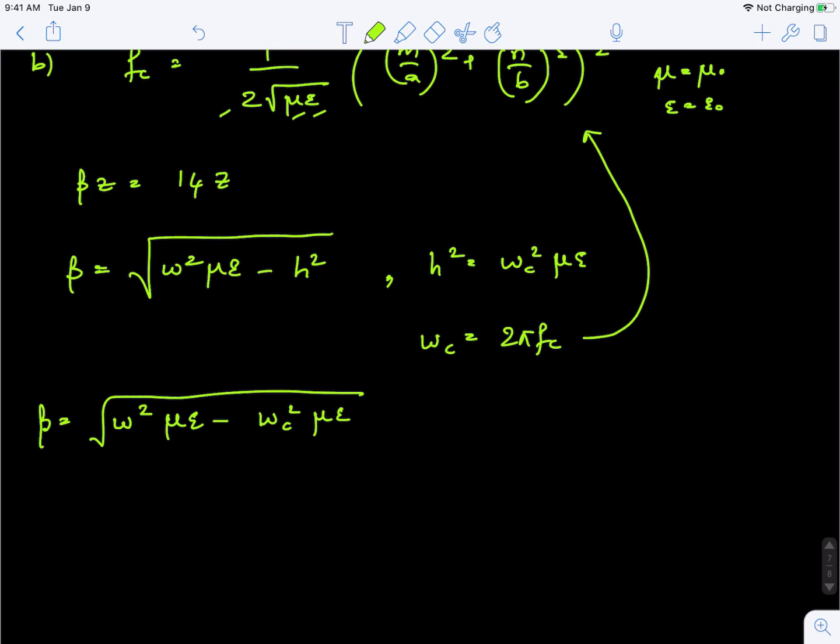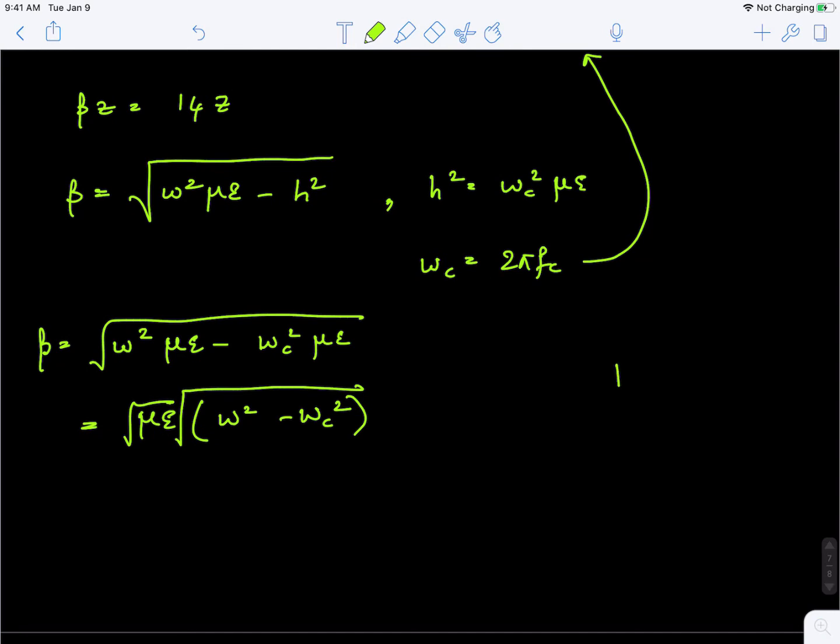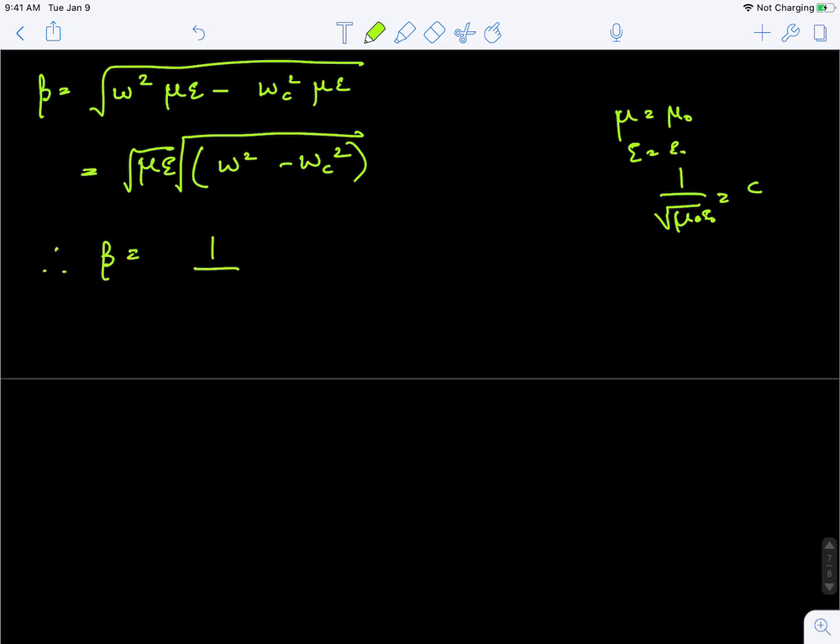Now once I take mu epsilon common, omega square minus omega c square, I pretty much have this as the resulting equation. We know that mu is equal to mu naught, epsilon is equal to epsilon naught, so the square root of mu naught epsilon naught is equal to 1 by c. So as a consequence, beta is going to be equal to 1 by c square root of omega square minus omega c square. So we don't know what the cutoff frequency is. We need to find that out. We know what omega is, we know what c is, we know what beta is.